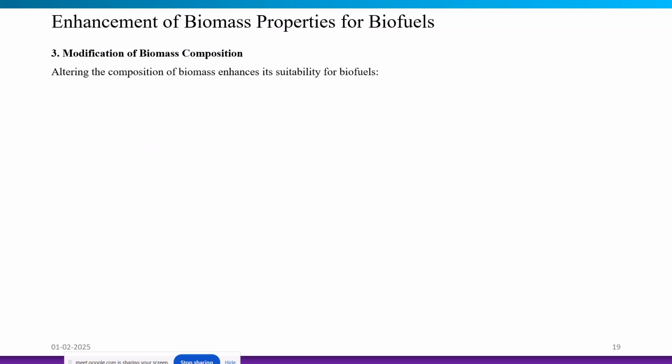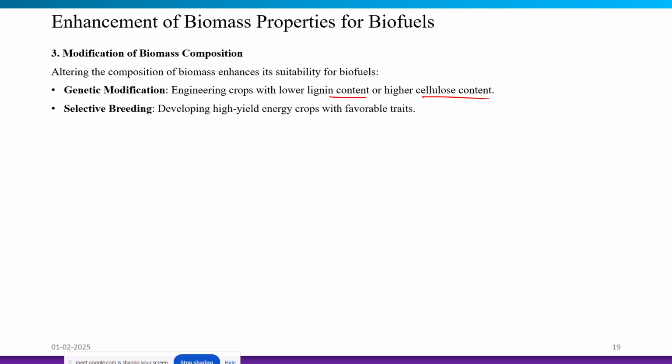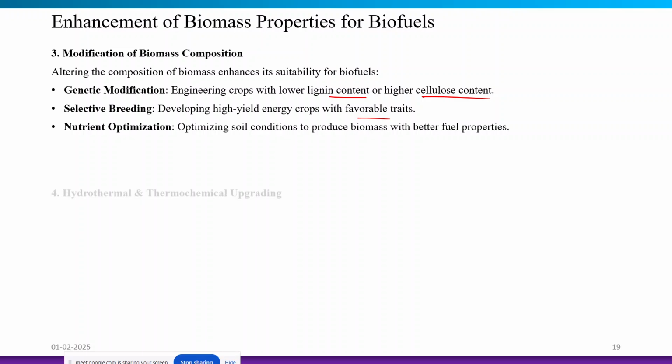How can we modify it? By altering the composition of the biomass to make it more suitable for biofuel production. So genetic modification includes engineering energy crops with lower lignin content and higher cellulosic content. Selective breeding, like developing high yield energy crops with favorable traits. Then we can do nutrient optimization, optimizing the soil condition to produce the biomass with better fuel properties. So soil also plays an important role in making biomass properties suitable for the biofuel production.